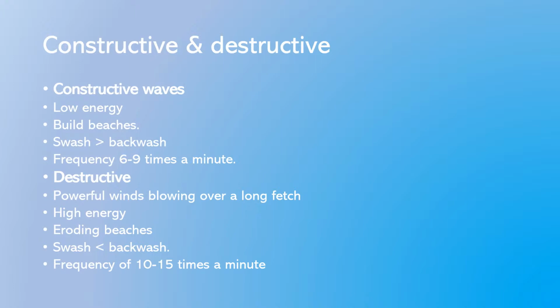Destructive waves are created by powerful winds that have been blowing for a long time over a long fetch. They have high energy and remove beach deposits, eroding the beach. They have weaker swash compared to their backwash. Destructive waves have short wavelength and high wave height. They also have a higher frequency, typically hitting the shore 10 to 15 times a minute.